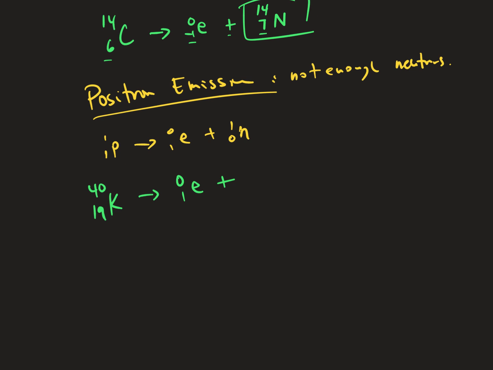Okay, what do we get? Calcium 40? Is that what we get? Let's check. Does 20 plus 1 equal 19? No, it doesn't. So this is 40. That's true. What's this bottom number? Has to be 18, because 18 plus 1 is equal to 19.